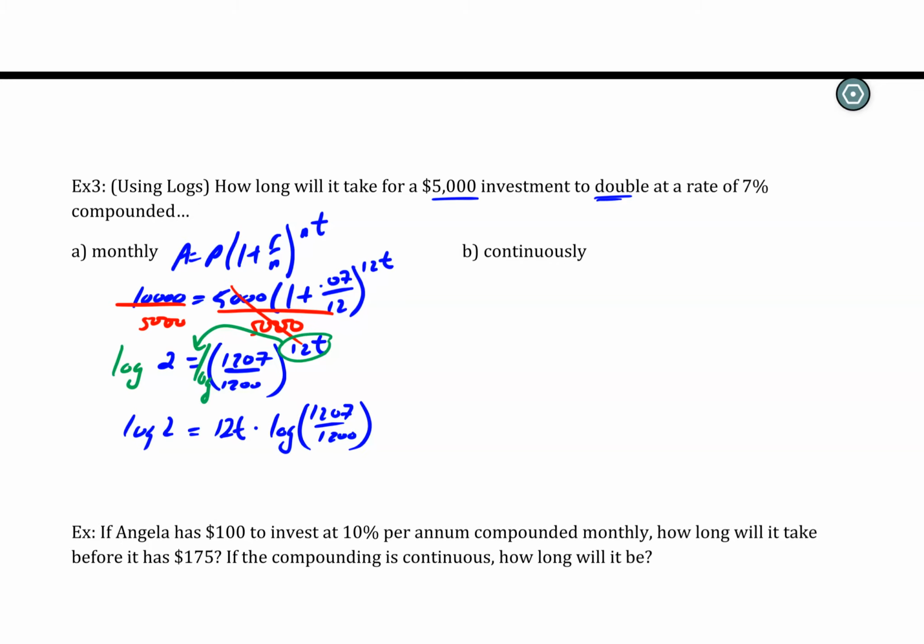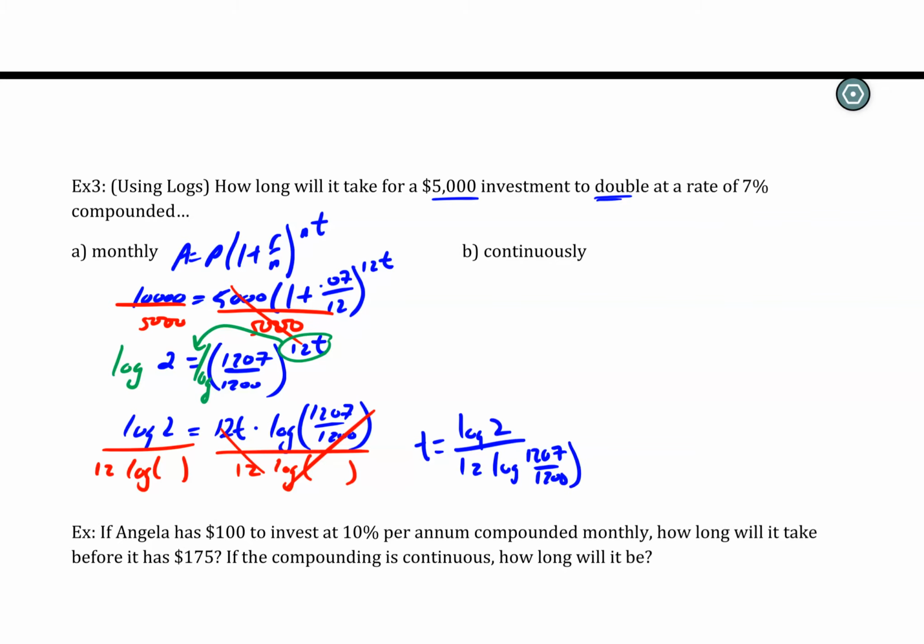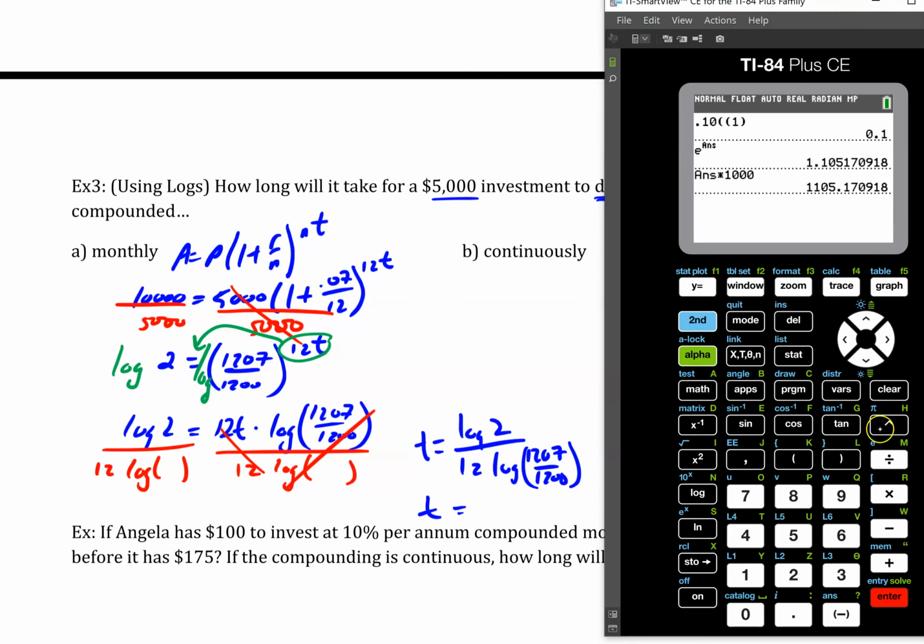Now I can solve for t, because now it's all just multiplication. I can divide each side by these two parts, 12 and the log, which eliminates all of this. Now I have t equals the log of 2 divided by 12 log of 1207 over 1200. Let's plug that into the calculator.